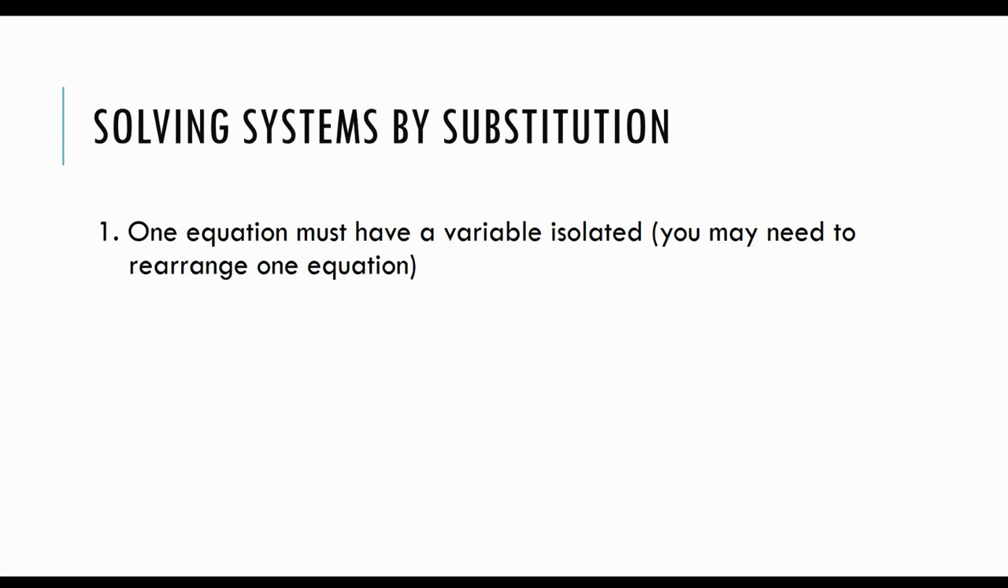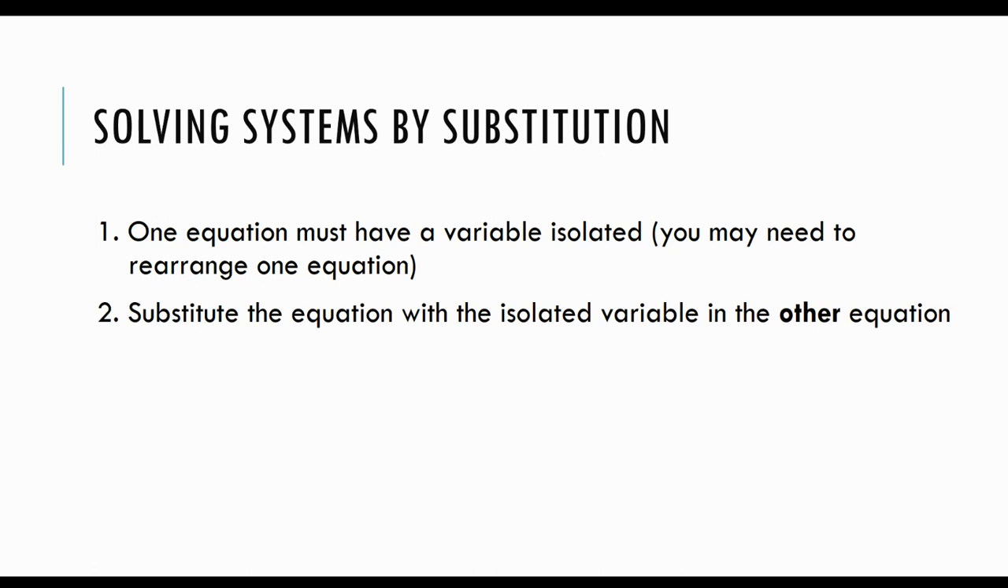Here are the steps. We want to first make sure that we have one equation that has a variable isolated by itself. Sometimes that means you may need to rearrange an equation to make it say x equals or y equals. But we have to have one variable by itself in order to get started with substitution.